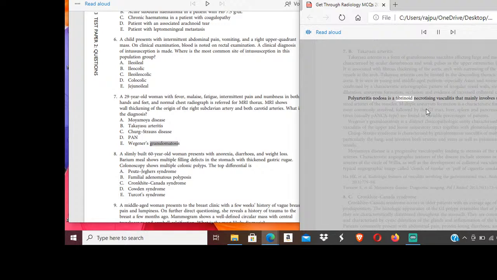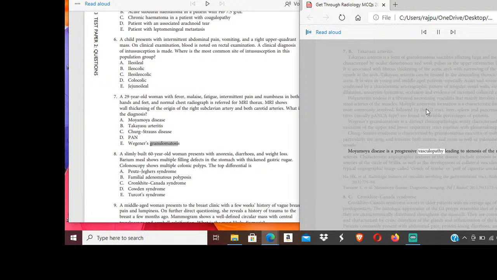Polyarteritis nodosa is a fibrinoid necrotizing vasculitis that mainly involves small and medium-sized arteries of the muscles. Multiple aneurysm formation is a characteristic finding. The kidney is most commonly involved, followed by the GI tract, liver, spleen and pancreas. Positive ANCA titers, usually P-ANCA type, are found in variable percentages of patients. Wegener's granulomatosis is a distinct clinicopathologic entity characterized by granulomatous vasculitis of the upper and lower respiratory tract together with glomerulonephritis. Churg-Strauss syndrome is characterized by granulomatous vasculitis of multiple organ systems, particularly the lung, and involves both arteries and veins as well as pulmonary and systemic vessels.